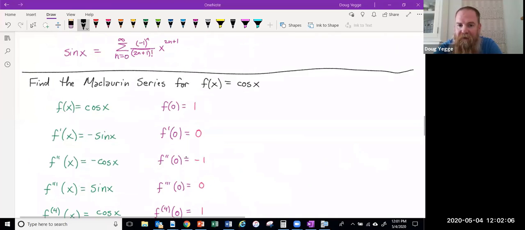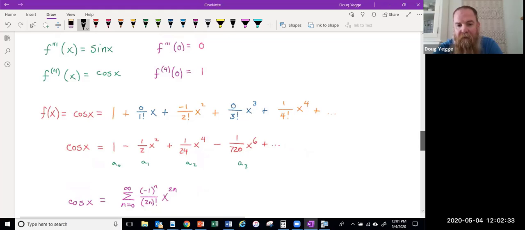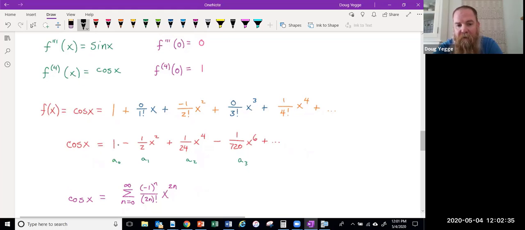That's going to be the exact opposite for cosine x, because now, if we follow this pattern, the first term is 1. Second term is 0 over 1 factorial times x. Third term is -1 over 2 factorial x squared. Next one is 0 over 3 factorial x cubed. Next one is 1 over 4 factorial x to the fourth. And so we should realize with cosine that we actually do have all of the even powers now.